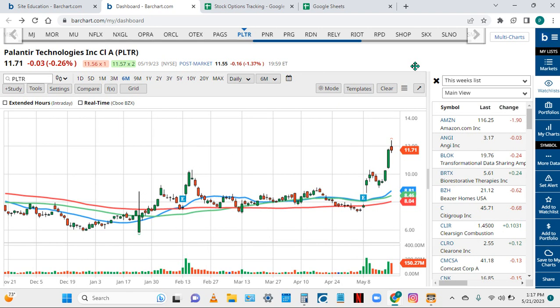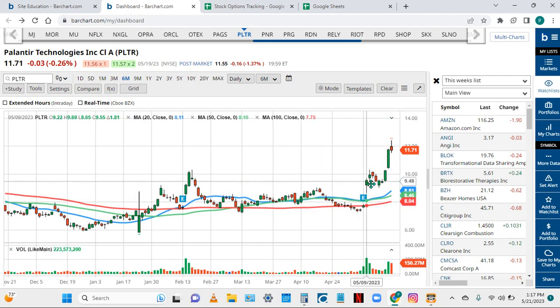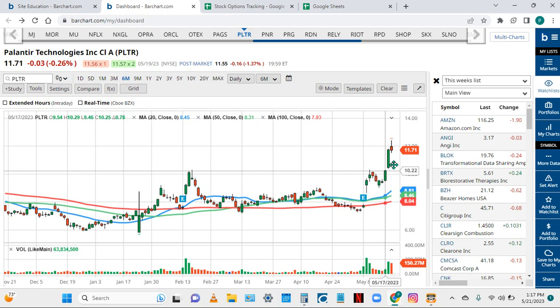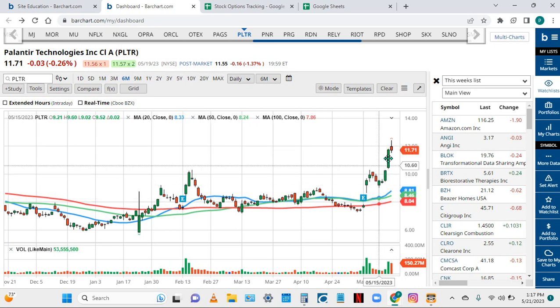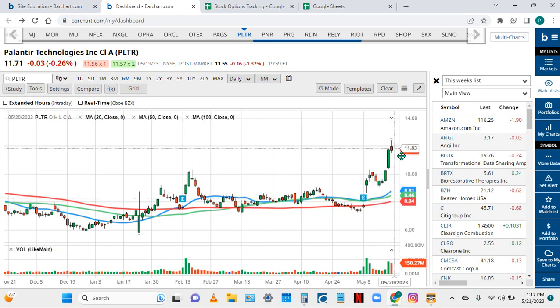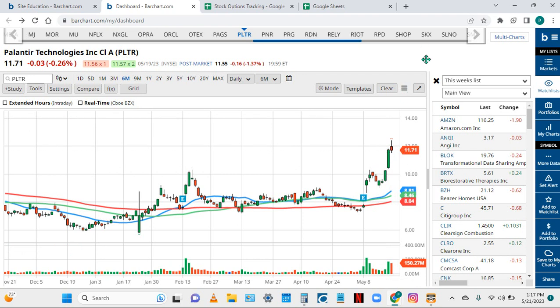Palantir. This has been on my list all year. You can see the flat moving averages, which is why I haven't entered it yet. But now after this earnings report, it's gapped up, gave us a buy setup, and it's kind of ripped higher. So this looks higher. Watch for a pullback or some consolidation on PLTR.